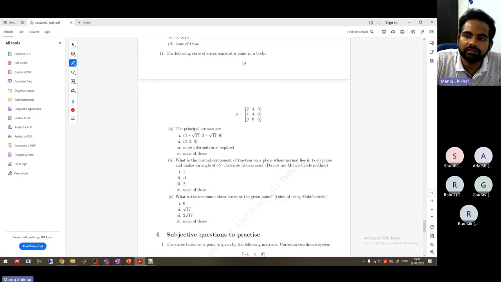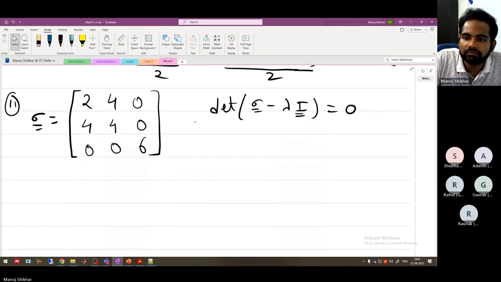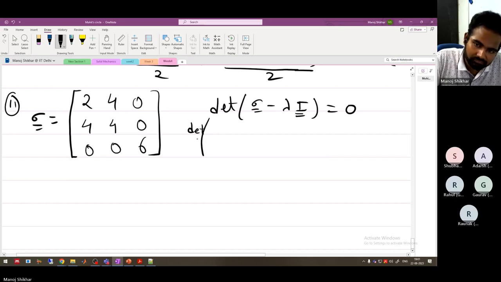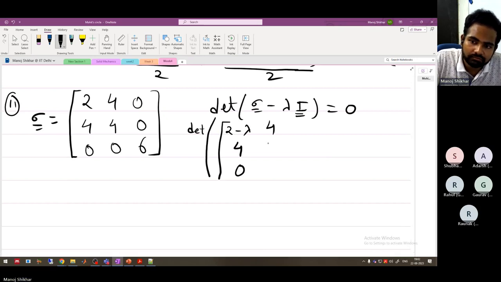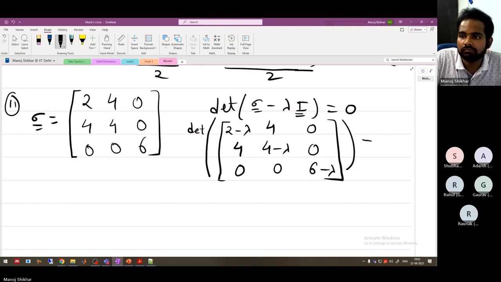Let me check if I'm writing it correctly. Yeah. So determinant of, two minus lambda, this is 0.